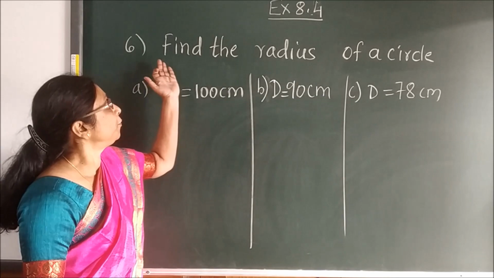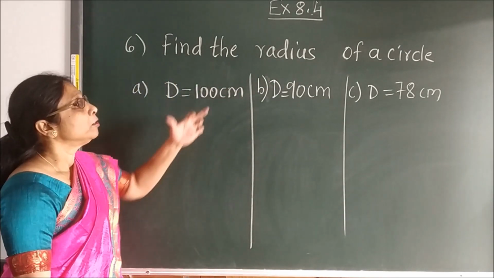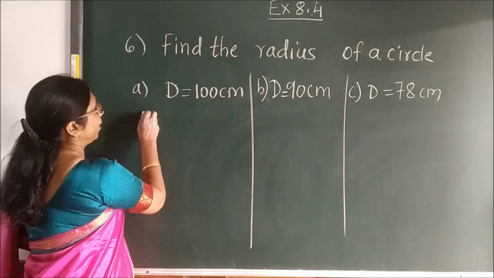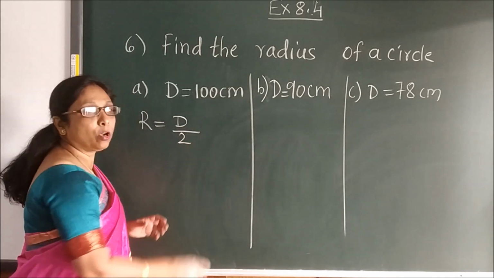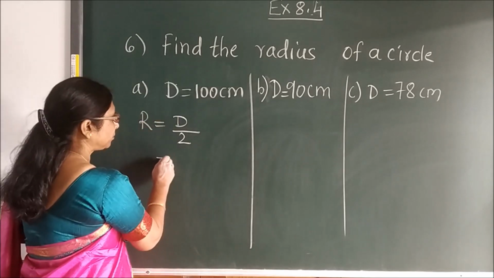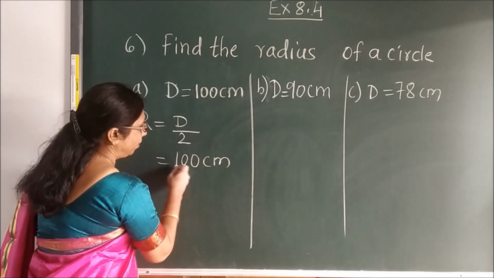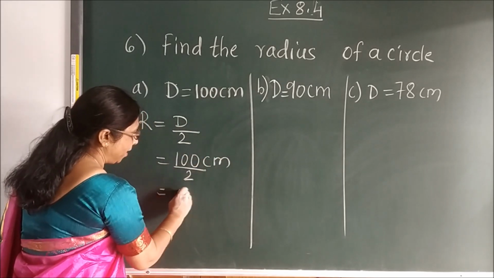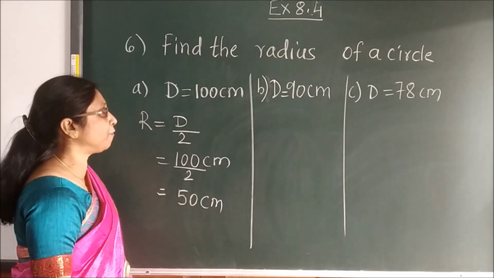Now here you have to find the radius of a circle. In this question, find the radius. So formula of radius is what? Radius is equal to diameter divided by 2. R is the radius, D is the diameter. Now D, what is the D given here? 100 centimeter. Divide by 2. When you divide, what will you get? 50 centimeter. It is just half of it.